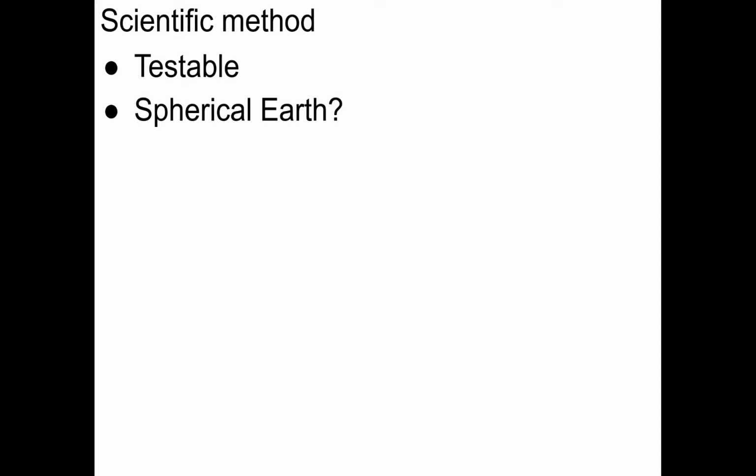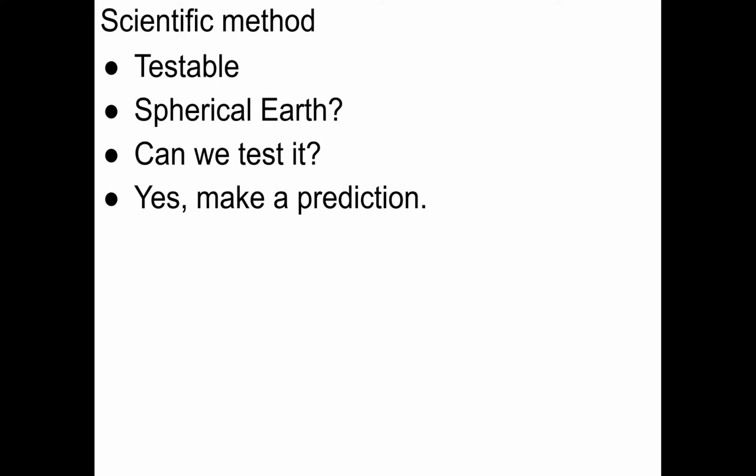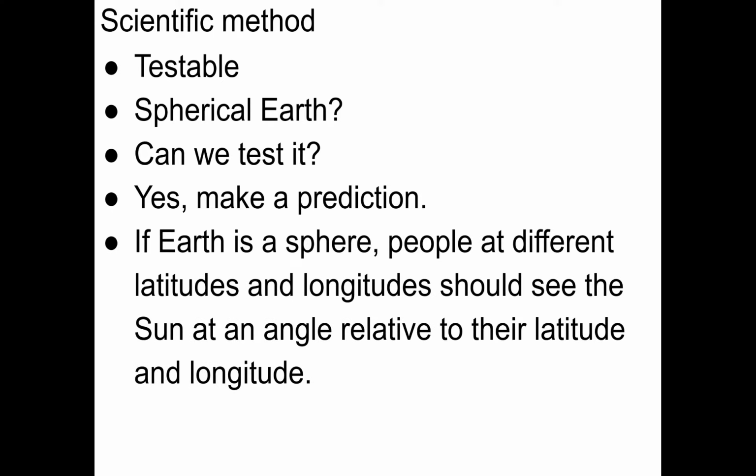So let's look at an example of the scientific method on something that's testable. Is Earth spherical? Is that something that we could test? Yeah, we could make a prediction. If Earth is a sphere, people at different latitudes and longitudes should see the sun at an angle that's relative to their latitude and longitude. So the angle of the sun that you see should be different from the angle of the sun that somebody else in a different location sees, and the difference in the angle should be a function of how far apart you are.